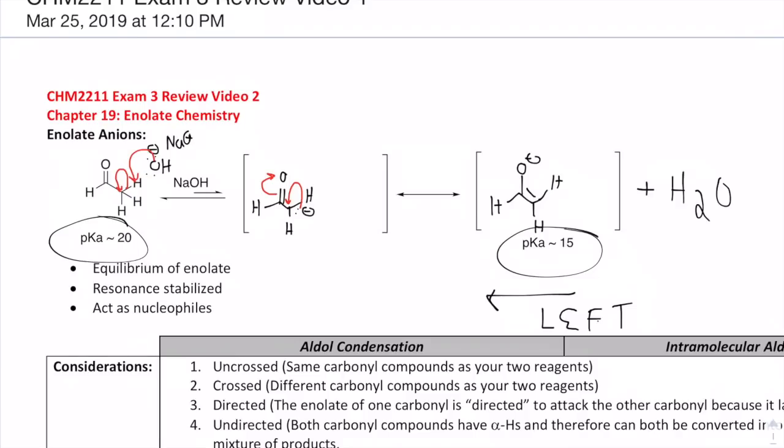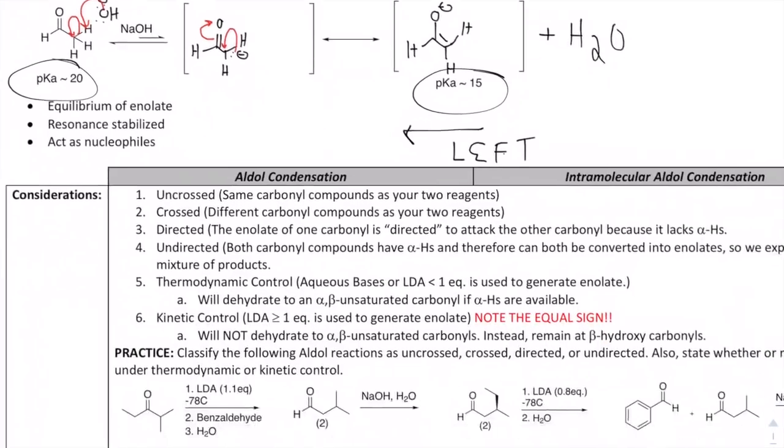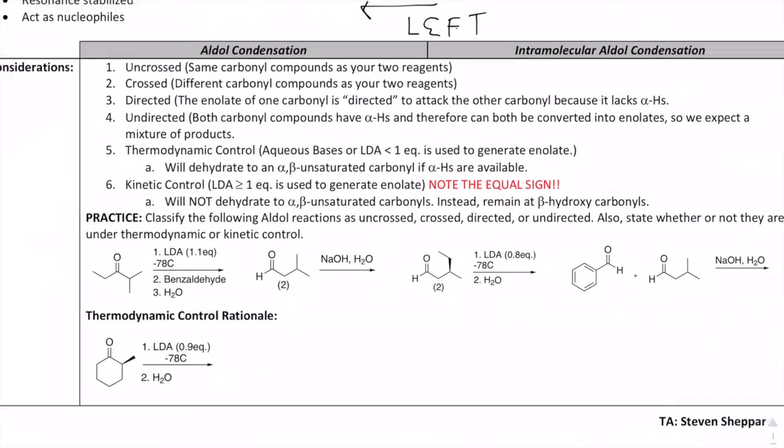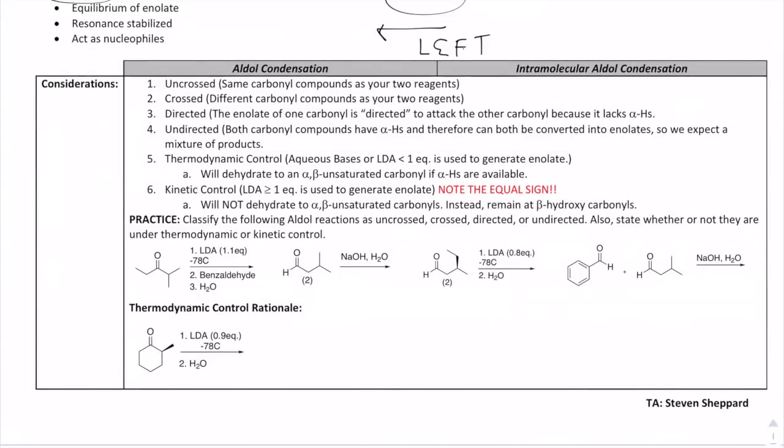So the equilibrium for the enolate formation is to the left, but we'll see that we can progress these reactions forward because we form very stable products. It's also resonance stabilized, and these enolate anions can be used as nucleophiles to add into other carbonyl molecules, and that's what this entire chapter is about. All right. So let's just talk about several considerations that we have with aldol condensation and the intramolecular version as well. So before we do anything, we have to define these 4 words.